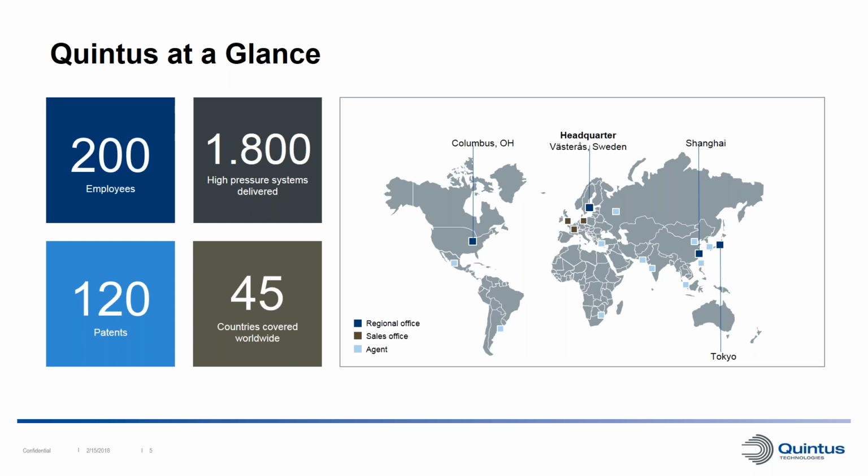At Quintus Technologies, we are today around 200 employees. We have our headquarters in Västerås, Sweden. We also have a strong representation here in the Columbus, Ohio area, as well as in Shanghai, China. All in all, we have delivered around 1,800 high-pressure systems, and we have around 120 patents within our technology.